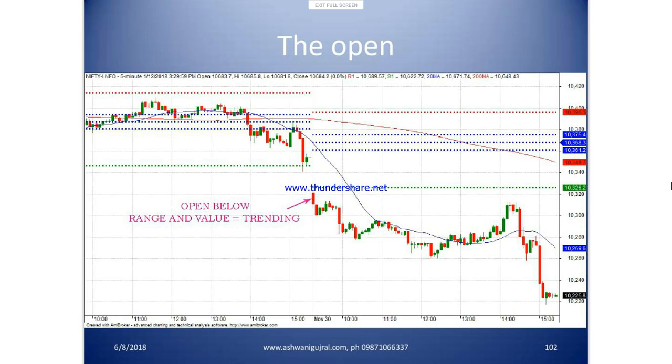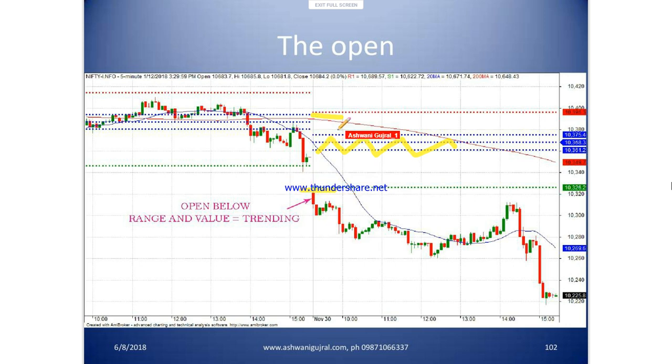Now the open. The open is very crucial in the pivot system. Why is that? Because like I explained yesterday, or rather today, we are looking for the initiative guys to come in. Now this is the central pivot zone. The initiative seller or the initiative buyer in general are coming either above R1 or below S1.